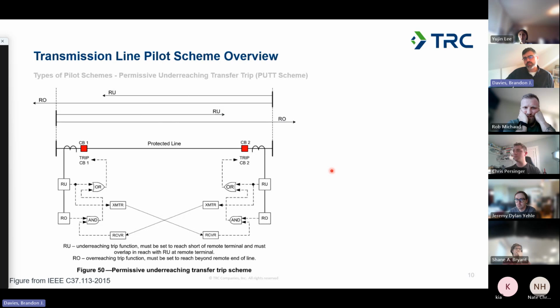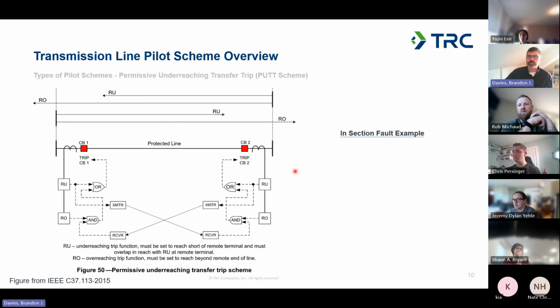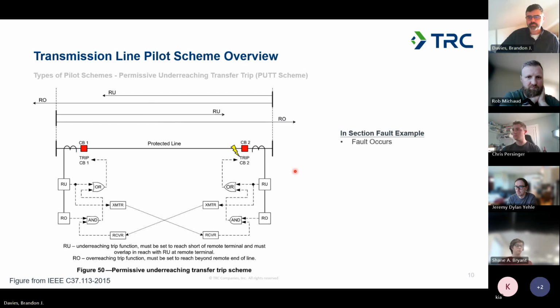So we'll take a look at an in-section example here. This is a less common scheme. I have seen this scheme applied before, but I'd say the POTT scheme is much more common, primarily because of the additional complexity that comes with this permissive underreaching scheme. So we'll start the same way. We've got a fault. In this case, it's a fault near the terminal 2 of the transmission line.